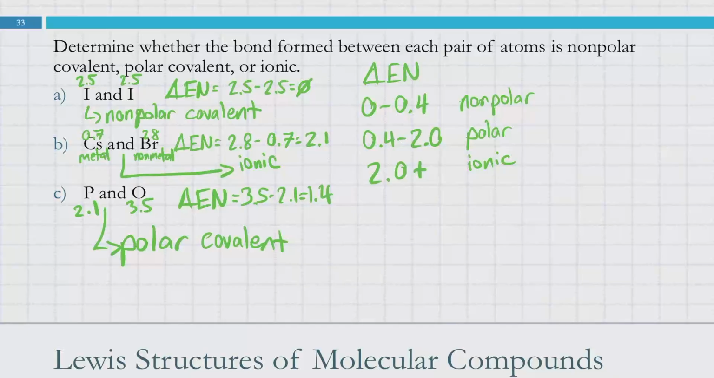And then a bonus: in the bond between phosphorus and oxygen, who is hoarding the electrons?